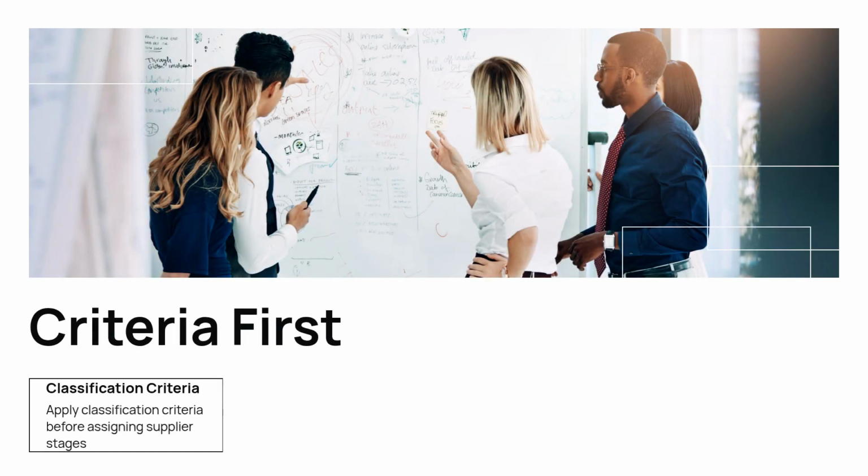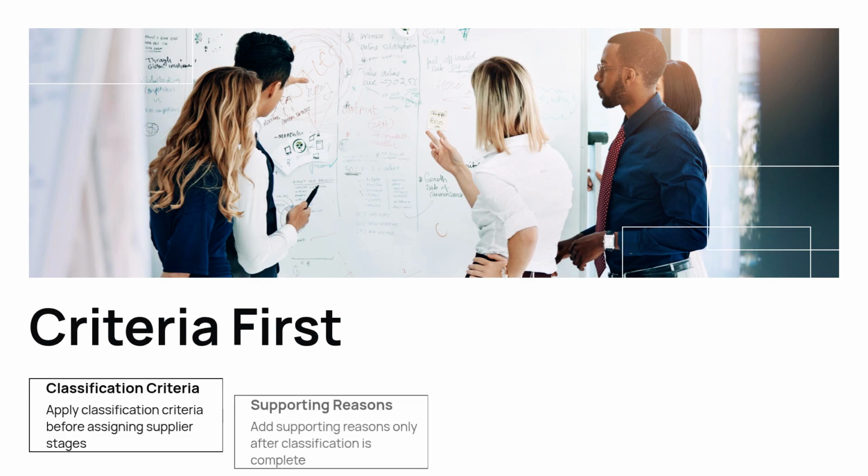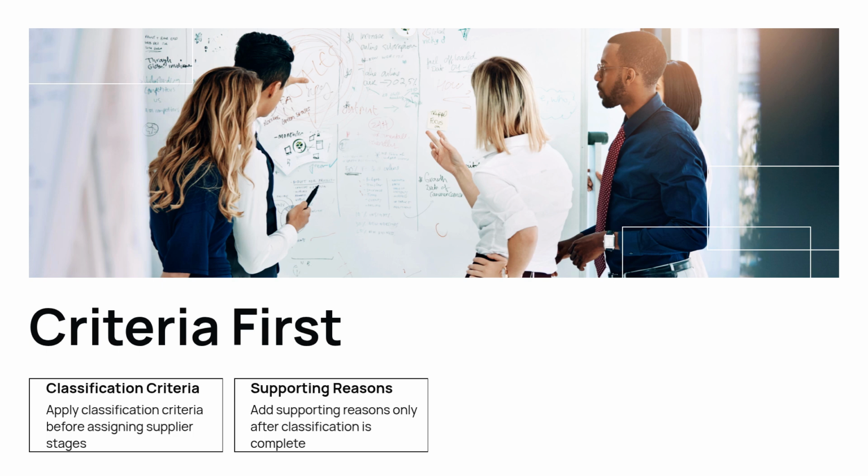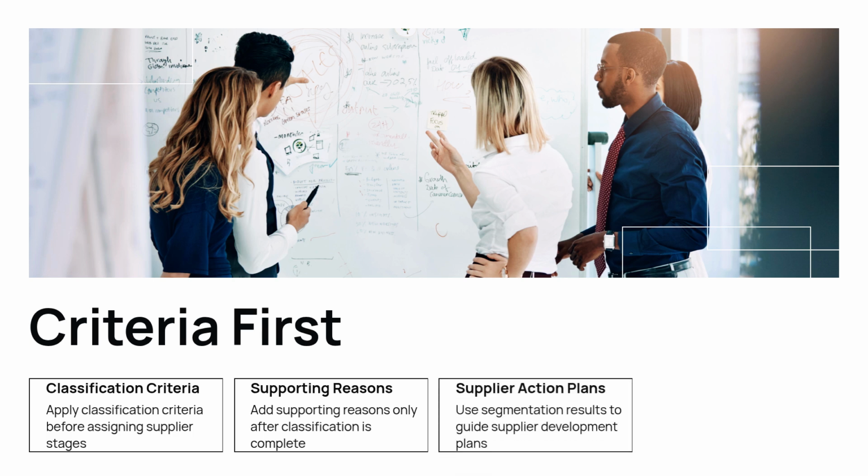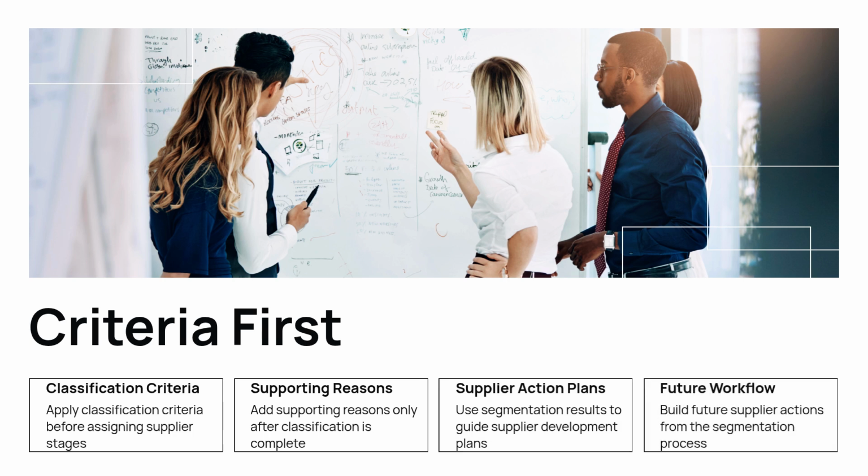Always apply the classification criteria before assigning supplier stages or reasons. This sequence improves consistency, traceability, and reporting accuracy across suppliers. Today's segmentation process becomes the foundation for future supplier development work. In the next lesson, you'll build supplier action plans based on these classification results. Use this segmentation workflow as the starting point for all future supplier actions and reviews.